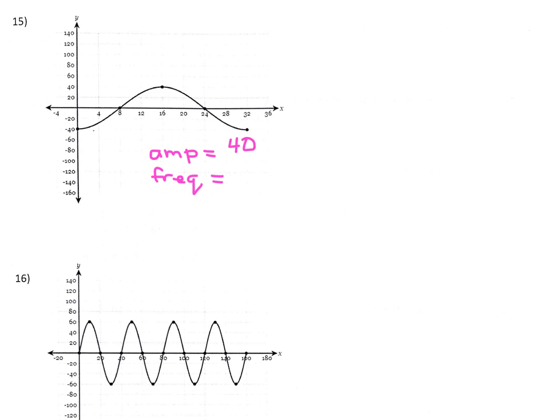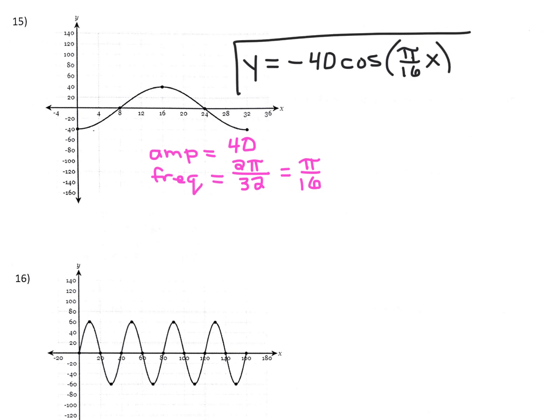And we know our frequency, let's use our formula here, is 2 pi over the period. So the period, the horizontal length of one complete cosine curve is, in this case, 32 units. Okay, so this is going to simplify to 1 pi over 16. All right, so let's slide it in the equation. So y equals, we said it was a negative cosine curve. The amplitude is 40, so let's put a 40 in front of the word cosine. And then since our frequency is pi over 16, we're going to put that in front of the x. And there we go.